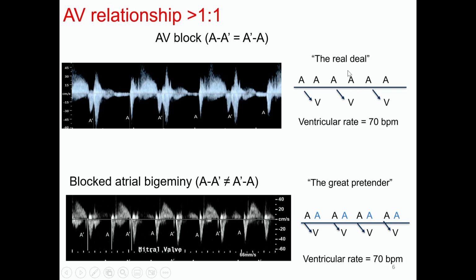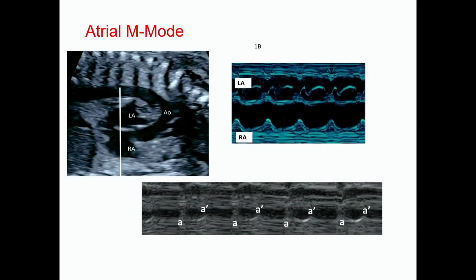So the real deal is the AV block, where the A to A relationship is one-to-one, and the great pretender, which is blocked atrial bigeminy, you can see two A waves that are a little closer together, the conducted and the non-conducted beat. This makes it look easy. It's not, and we've all been mistaken and thought blocked atrial bigeminy was AV block, but you can be fooled.